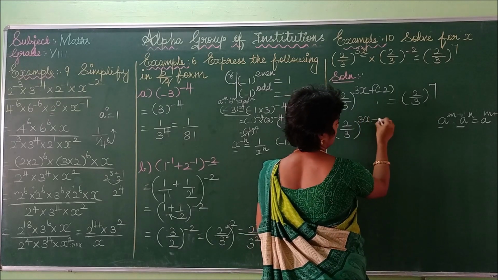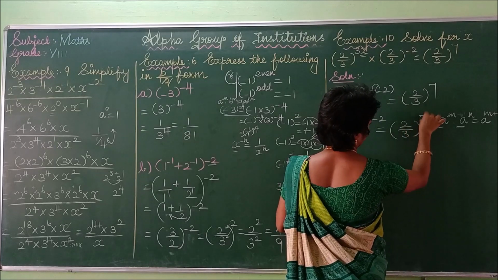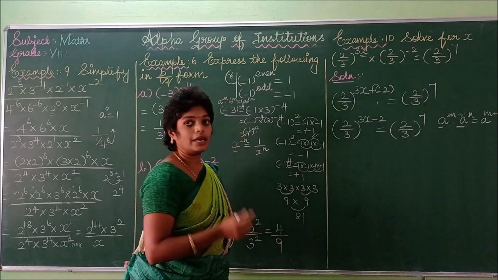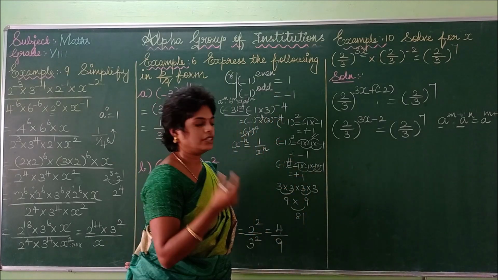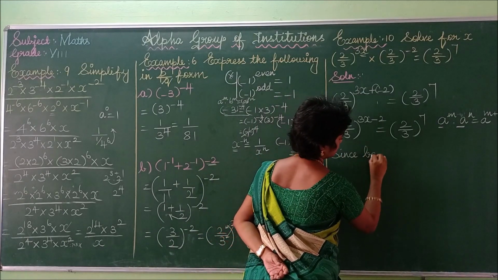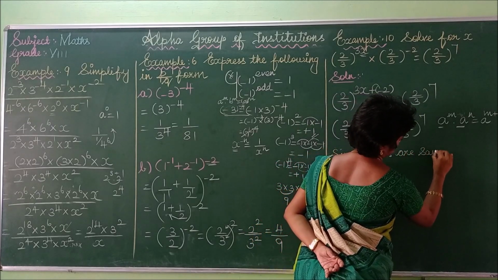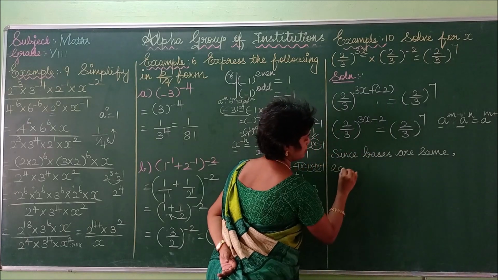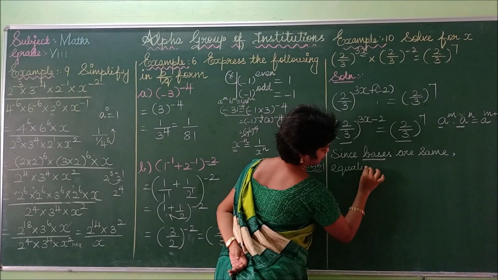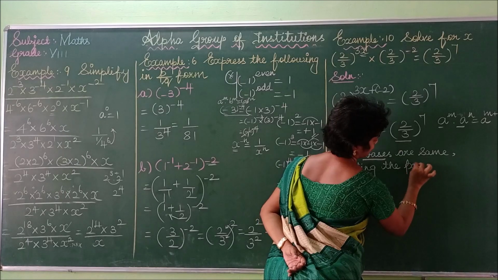3x plus into minus is minus 2, which is equal to 2 by 3 whole power 7. So now look, both the bases are same. Now we can equate the powers. Bases are same, equate the powers. Base means this value only is the base. I am equating the exponent of powers.